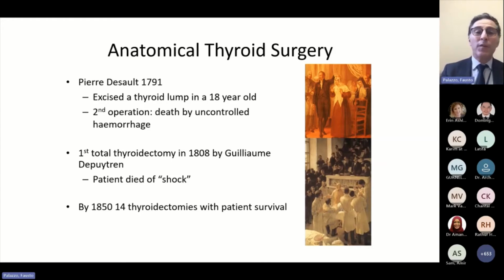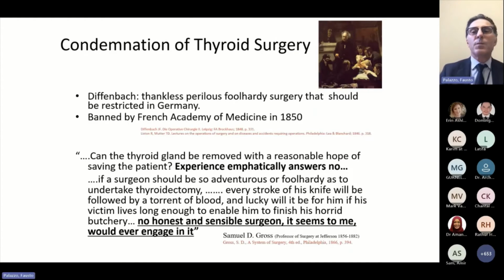By 1850, so a long time passed, and there are only 14 reports of thyroidectomies where the patient actually survived. Now, it will come as no surprise, therefore, that thyroid surgery was condemned. It was condemned in Germany. It was banned by the French Academy of Medicine, which is like the Royal College of Physicians and Surgeons.